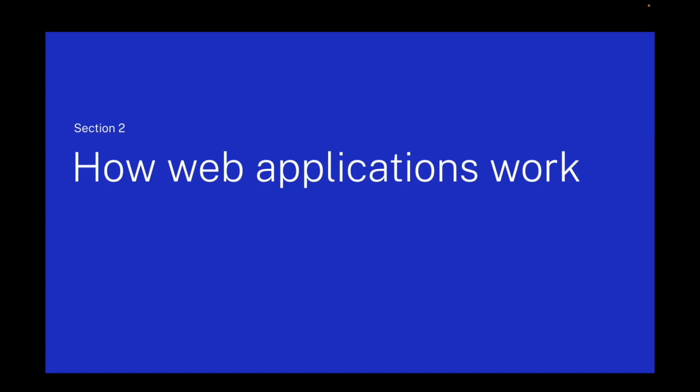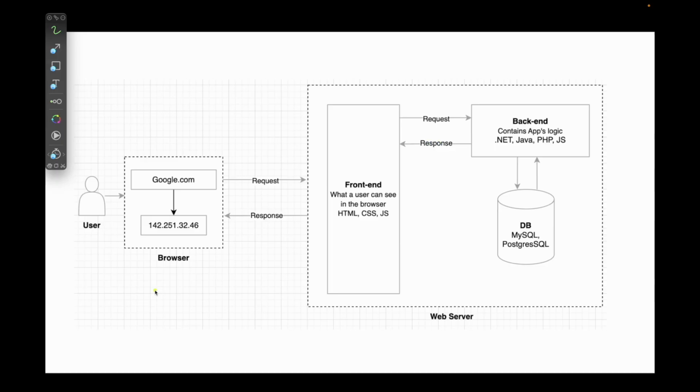Welcome to section 2. In this section, we are going to discuss how web applications work. Let's start with a high-level diagram that explains how a web application works. Let's imagine we have a user, and this user is going to open the website google.com.